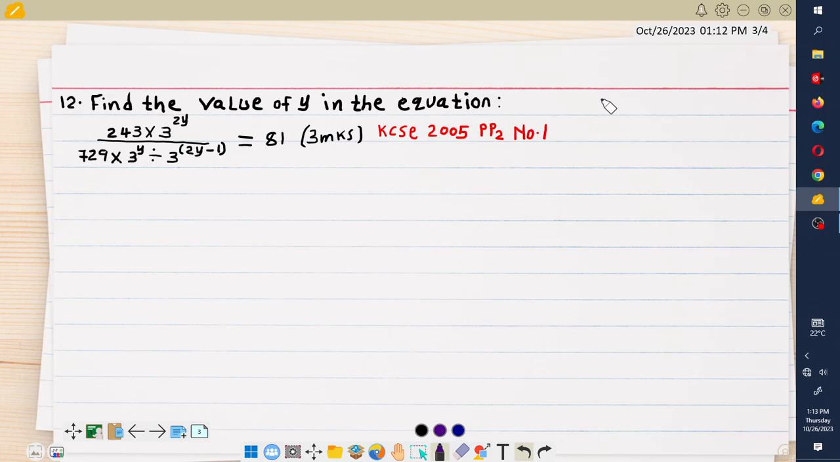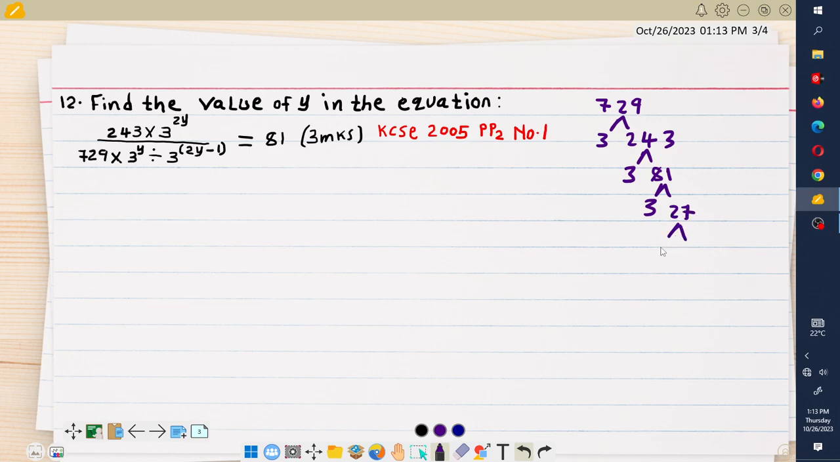So I'll pick the largest given value, which is 729. If I divide through by 3, 729 divided by 3 gives 243. Then I also divide through by 3: 243 divided by 3 gives 81. Then of course 81 divided by 3 gives 27.